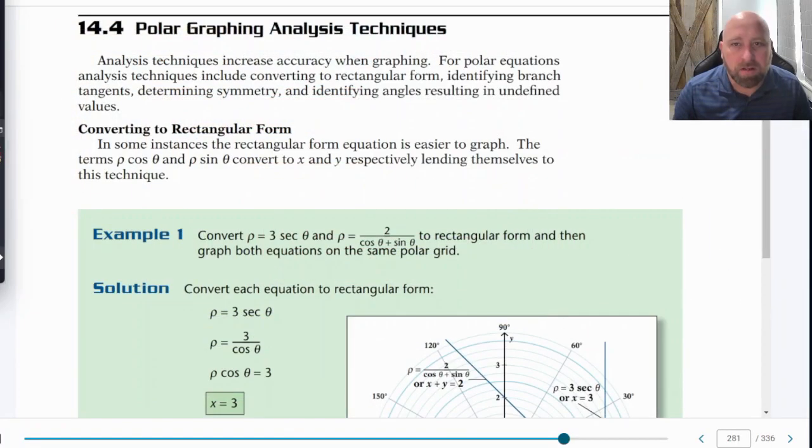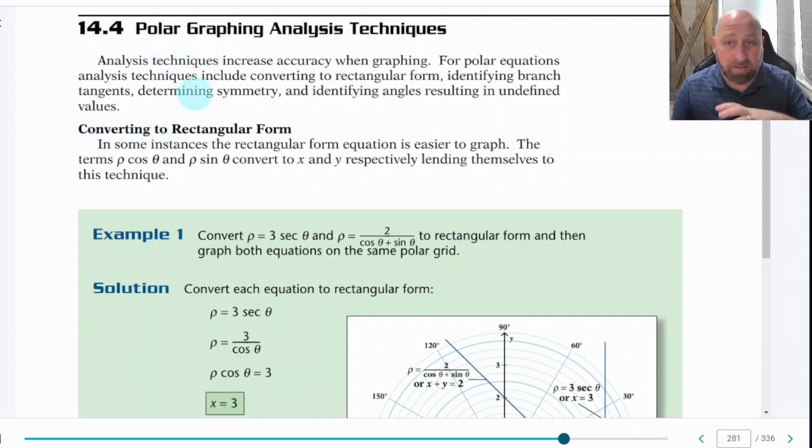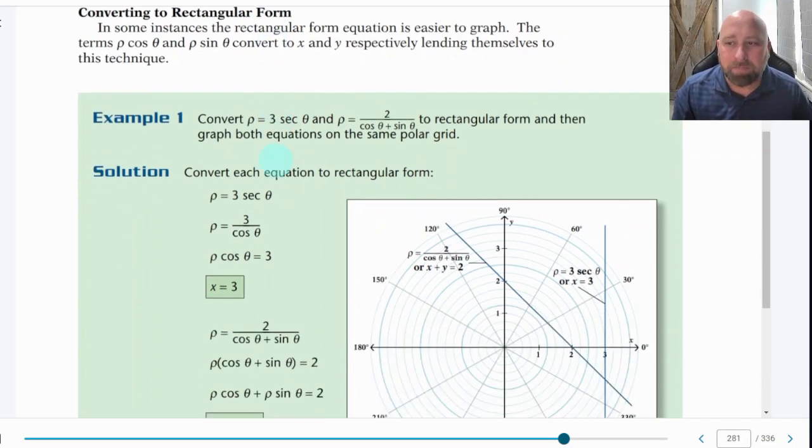Go ahead and look down here at your book, and this is on page 281. So what we're going to be doing here is the first analysis technique. There's 4. The first one is converting to rectangular form. Now, we've already had a lesson on this, so I'm not really going to teach it. I'm just going to teach you kind of the why behind it.